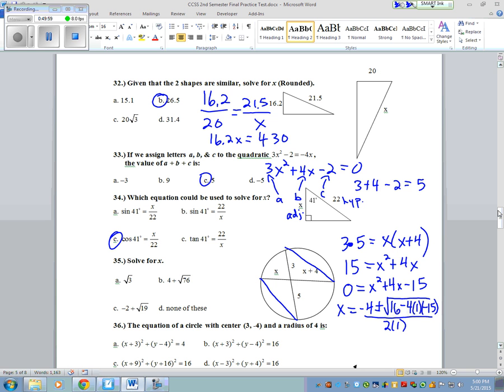It's negative 4 plus or minus. This ends up being 16 times, this is positive 60. 16 plus 60 is 76. So I have negative 4 plus or minus square root of 76 over 2. Oh, it could be one of those because it could be simplified. So we need to keep going. So it's x equals negative 4 plus or minus square root of 76 over 2.